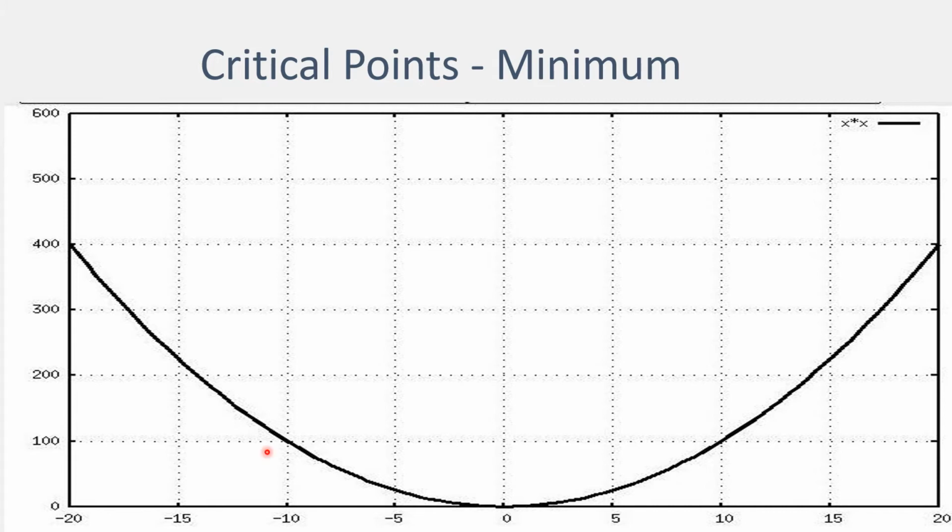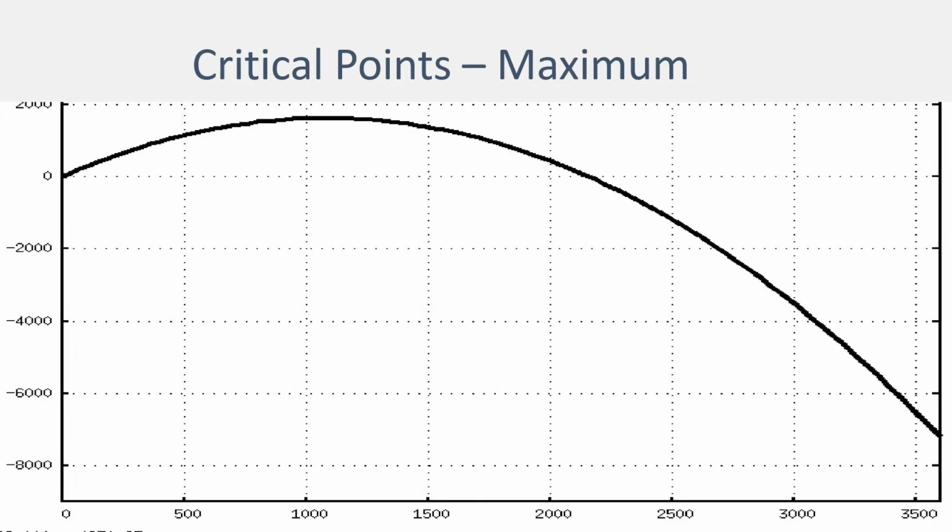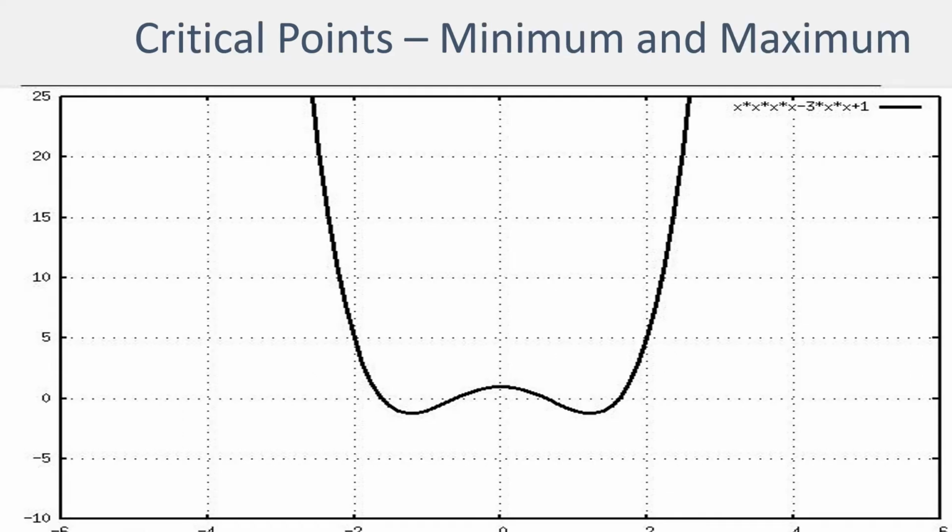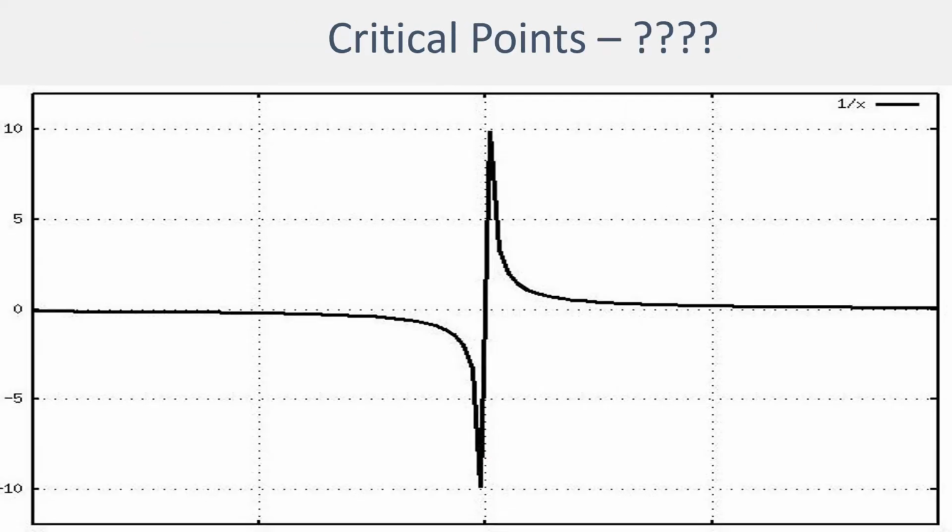A critical point can be a minimum value, as in this case here. It can be a maximum value, as in this function. A function may even have a mixture of minimum and maximum points. So here we have a local maximum value, and here we have 2 minimum values. So this function has 3 critical points. We can even have cases where we can't classify what exactly the critical points are.